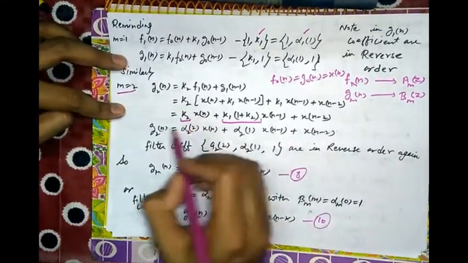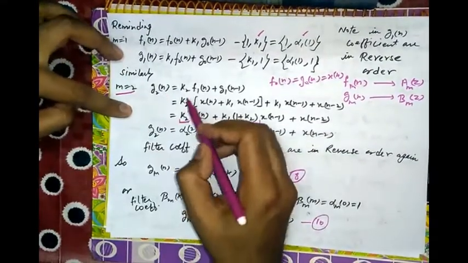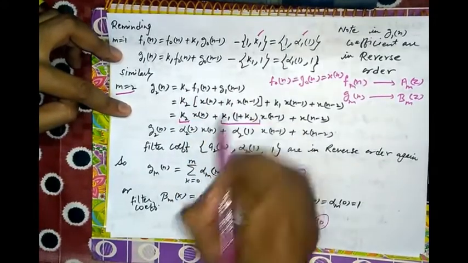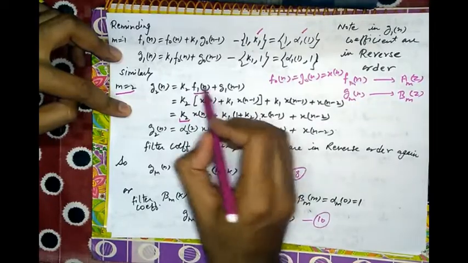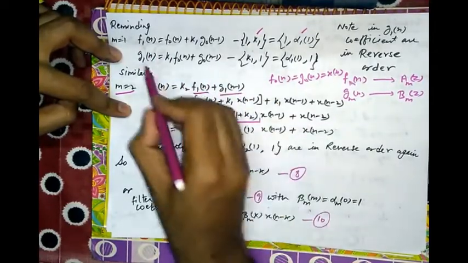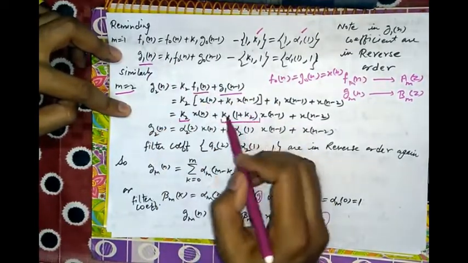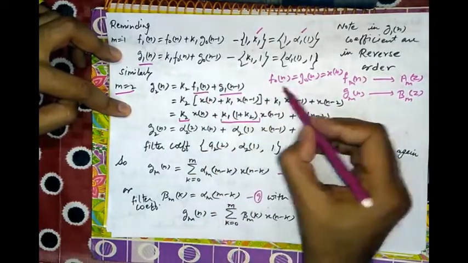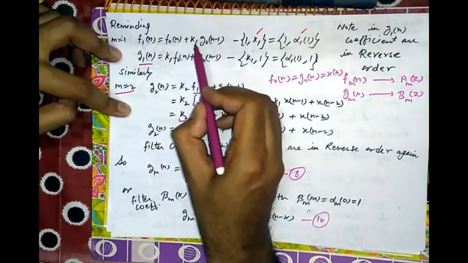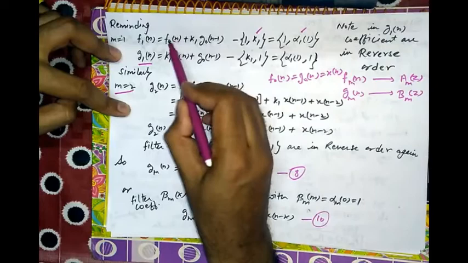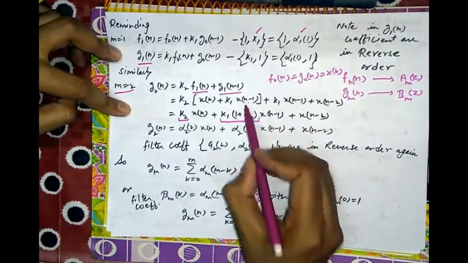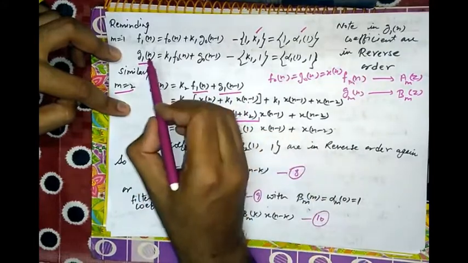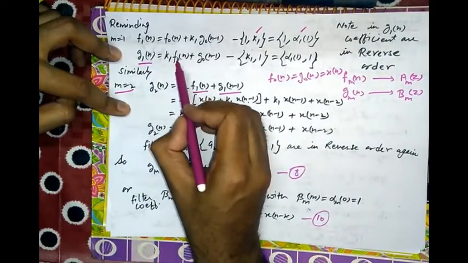So for the second order, m equal to 2, g2n is equal to k2 f1n plus g1n minus 1. Now we can put that value of f1n and g1n minus 1 after delaying it. f1n is equal to f0n plus k1 g0n minus 1, where f0n is equal to xn and g0n minus 1 equal to xn minus 1 we have put here, and g1n minus 1 is k1 f0n minus 1 plus g0n minus 2.